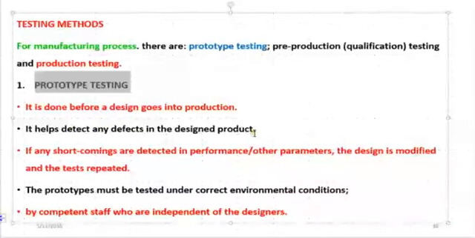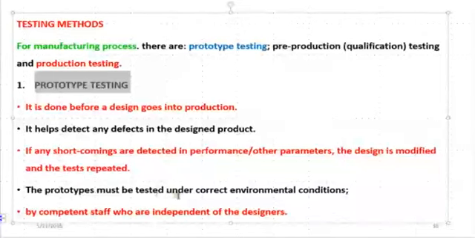Is there any problem with the design? That prototype can reveal that. Also, if there is any shortcoming that is detected with respect to the performance of the prototype or with respect to any other parameter of that prototype, the design has to be modified. After modifying, a new prototype will be produced and the test has to be repeated.